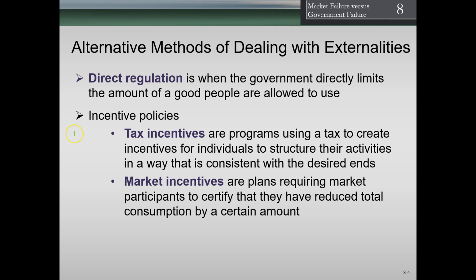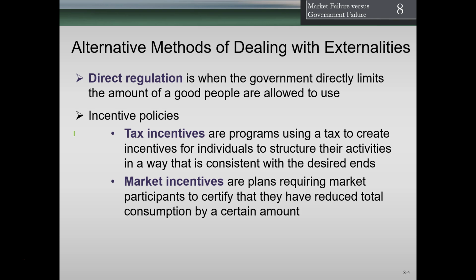The incentive policies, tax incentives for example, are programs using a tax to create incentives for individuals to structure their activities in a way that is consistent with the desired ends. We can manipulate the tax system basically to affect people's behavior. So with things like roads, we can of course have toll roads, or we can have a tax on gasoline and whatnot, which would then put the costs in some way into the consumption of the roads.